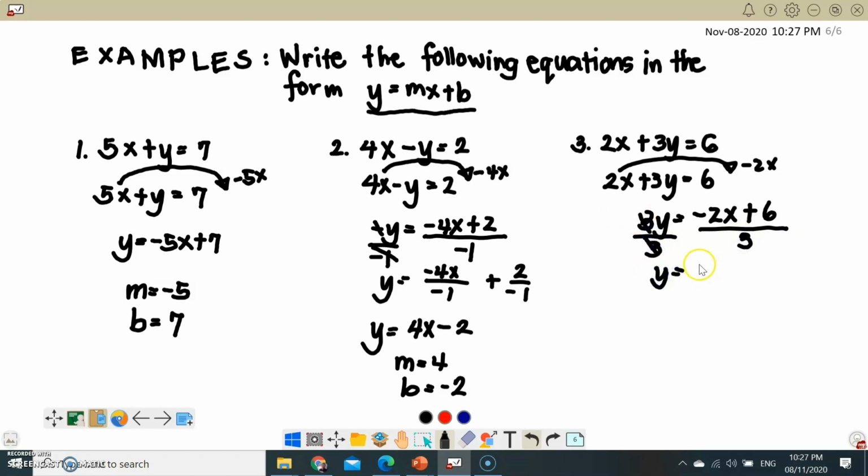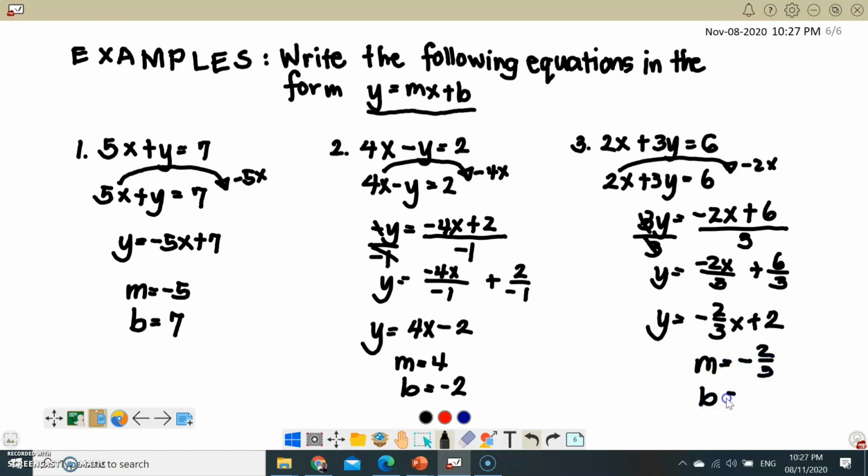Y is equal to negative 2x over 3 plus 6 over 3. Y now is equal to negative 2/3 x plus 6 over 3, which is equal to 2. So the slope is equal to negative 2/3 and the y-intercept is equal to positive 2.